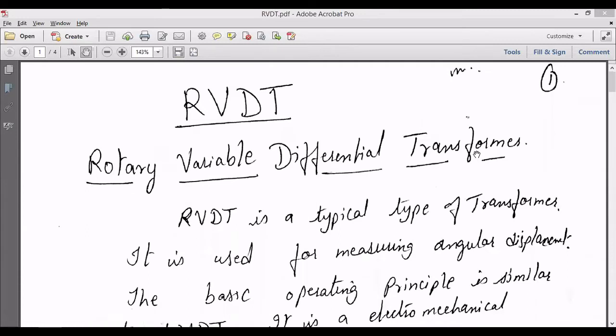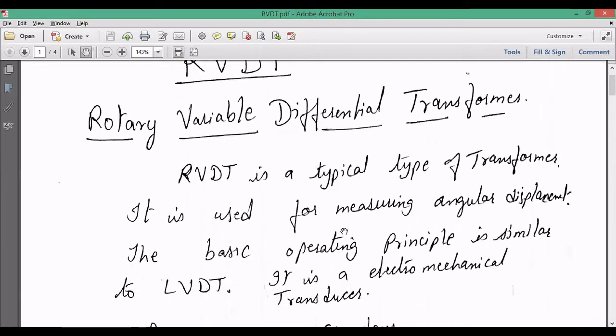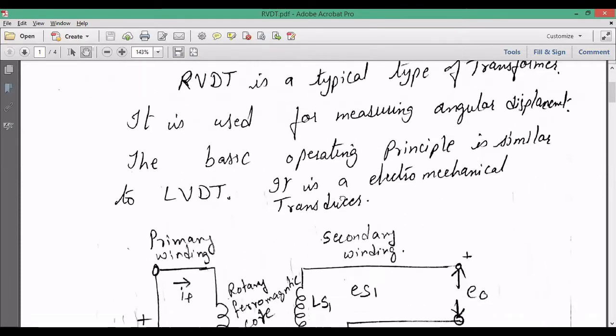Last class we saw LVDT. LVDT is linear, meaning if any displacement is there linearly, it is able to convert that displacement into EMF. Now with RVDT, if any angular displacement is there, then it is able to convert it into EMF. Let's see the structure and how it works.